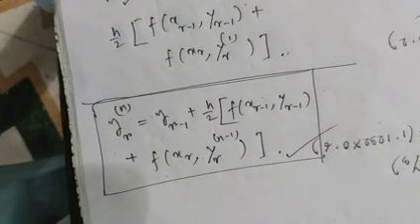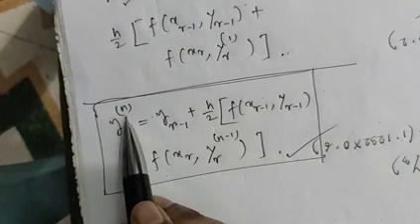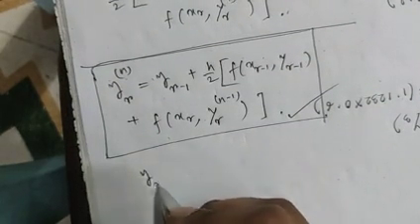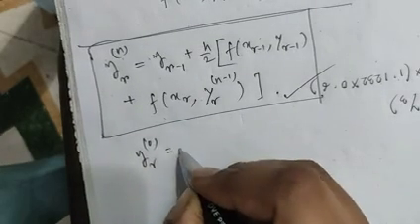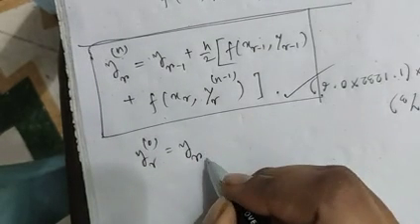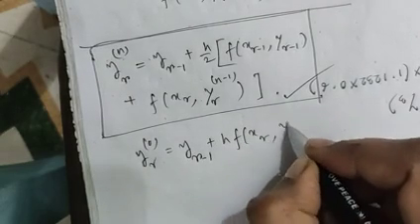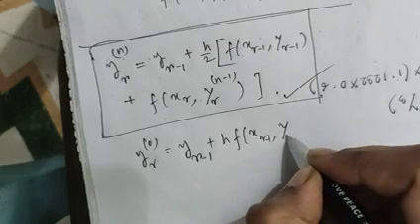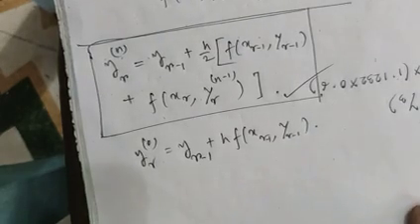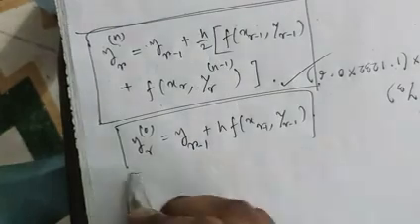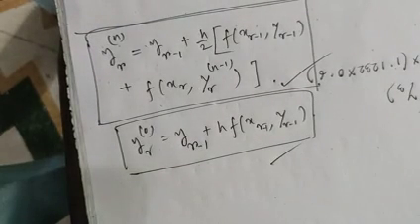We will use it. And how to get the initial value? The initial value, that is y_r^(0), just by applying this rule: y_(r-1) plus h f(x_(r-1), y_(r-1)). Now moving to the problem solving.